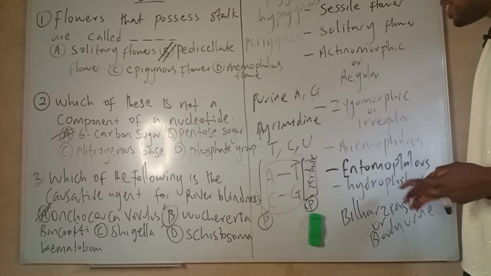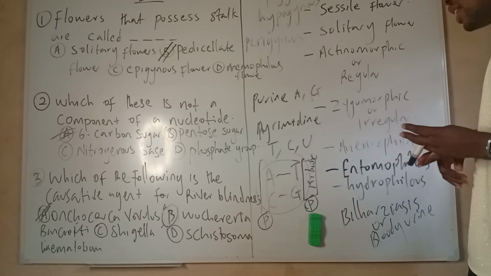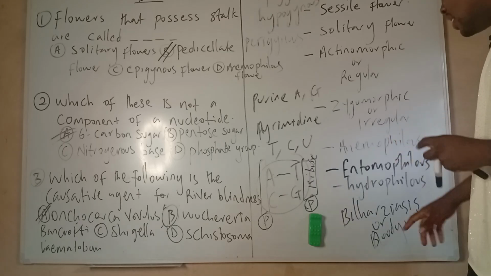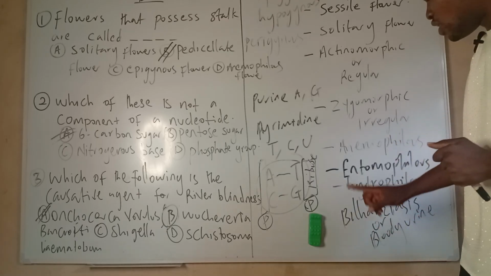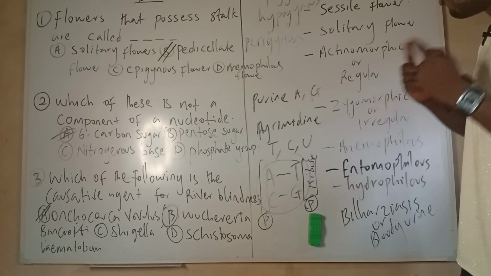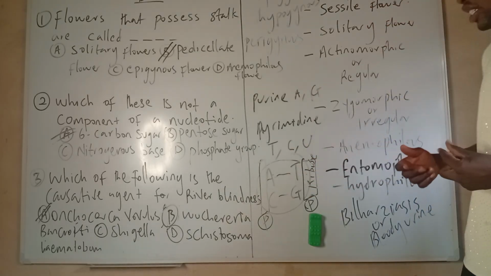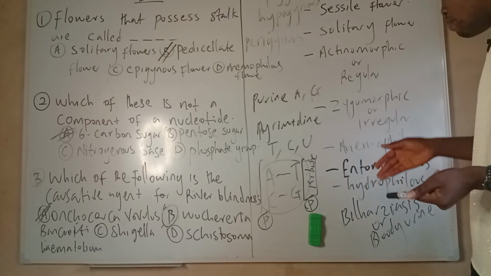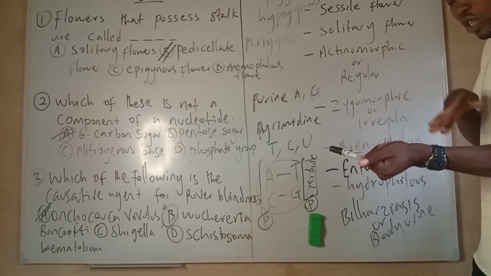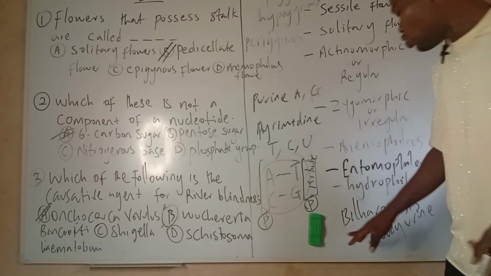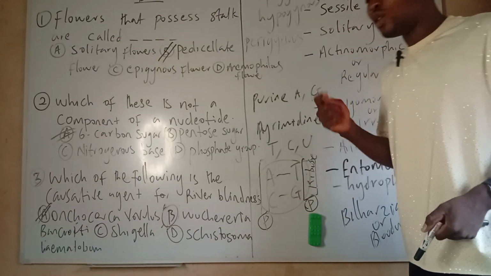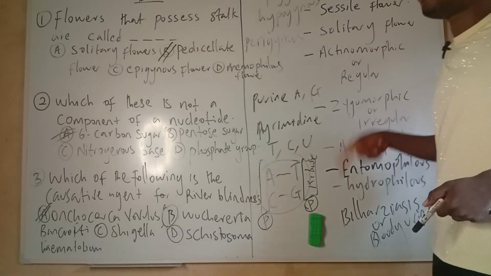Bilharzia can mainly be gotten from drinking, but it is a disease that can also be gotten when you come in contact with contaminated water. The larva stage, the cercaria, can pierce into your skin when it comes in contact with your skin. So schistosomiasis can be gotten without drinking contaminated water.